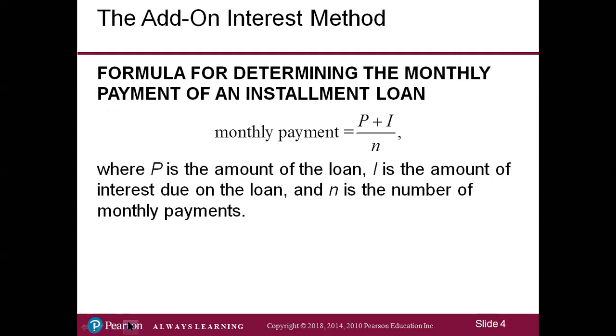Formula for determining the monthly payments of an installment loan. We also call this an add-on loan because we add the interest onto the principal and then find the monthly payments. So we also call this an add-on loan. This is the one that will be on the test.